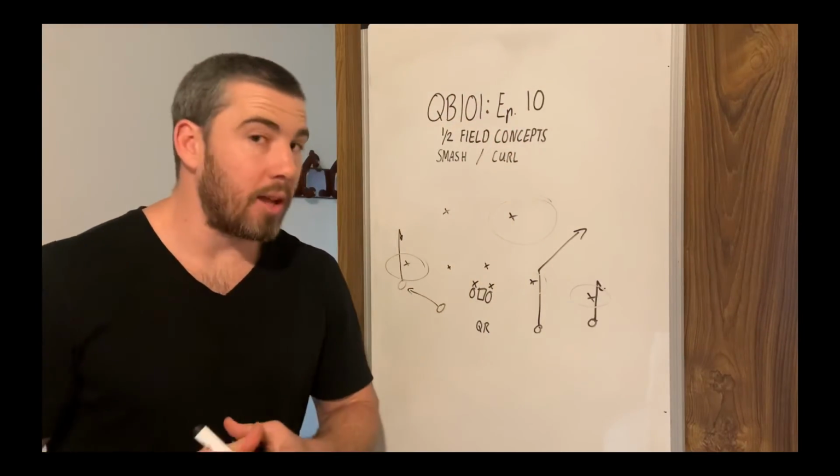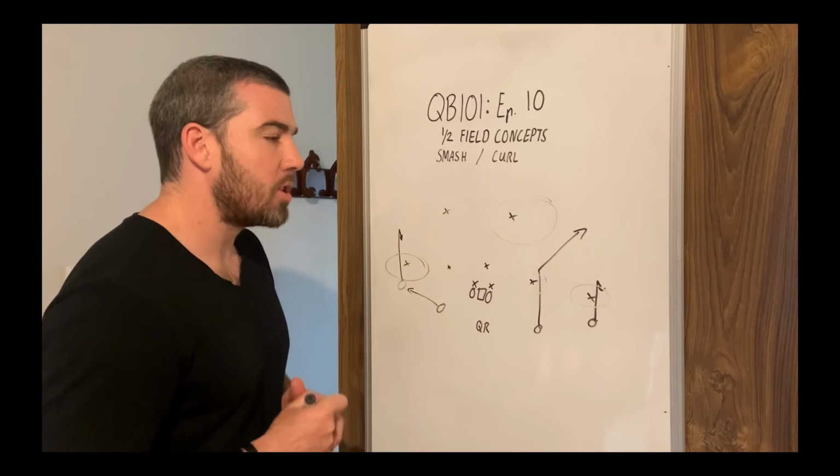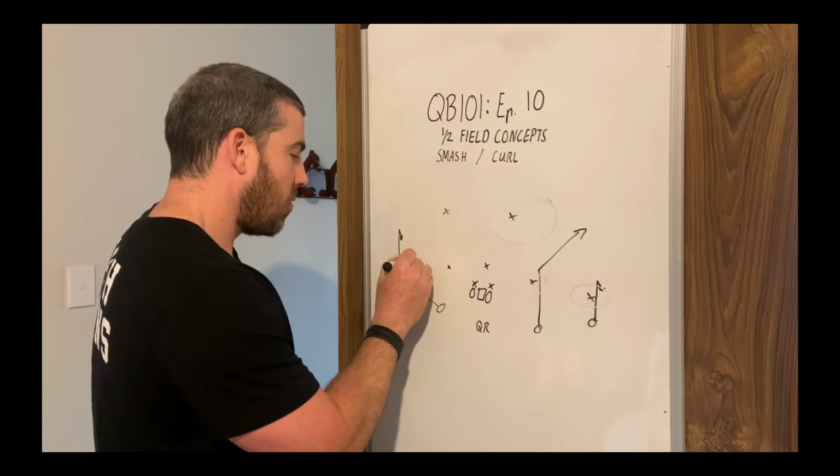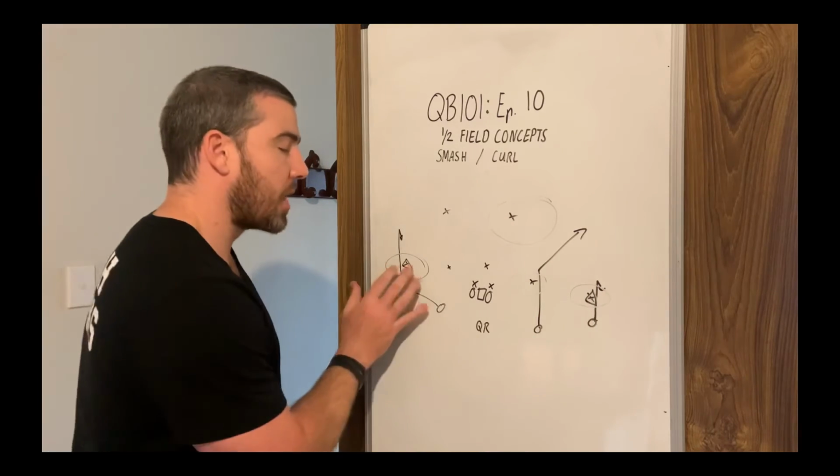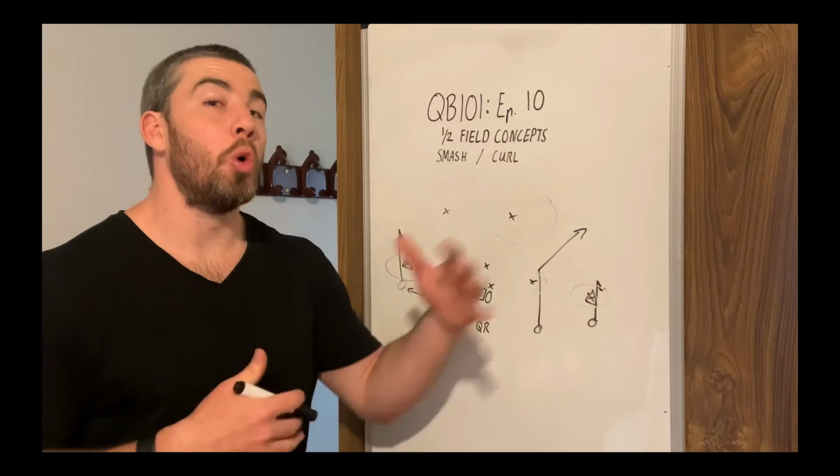Yes, we want to be looking at those things, but for the most part, for these two concepts, we are reading that corner. They're going to tell us who's covered, and then they're also going to tell us who is going to be open.